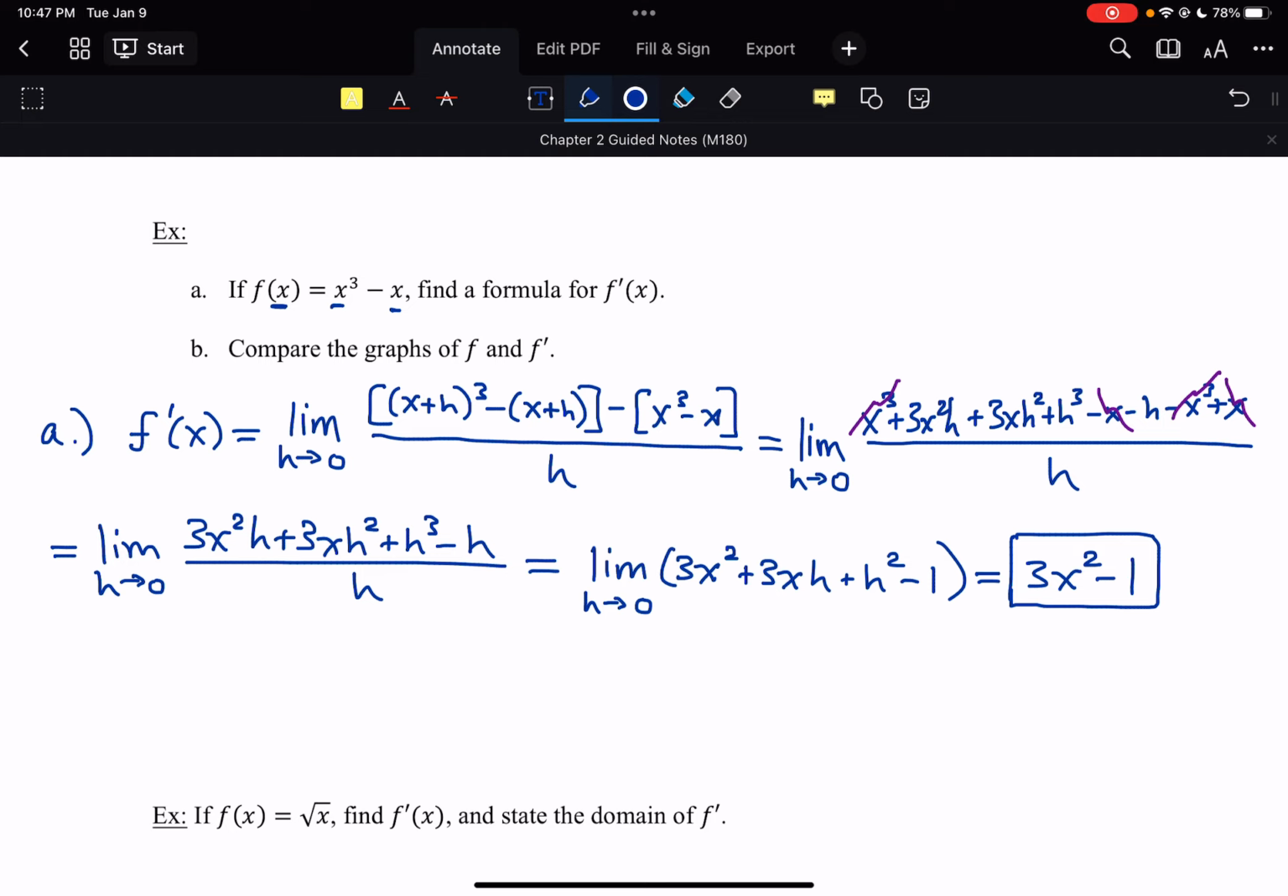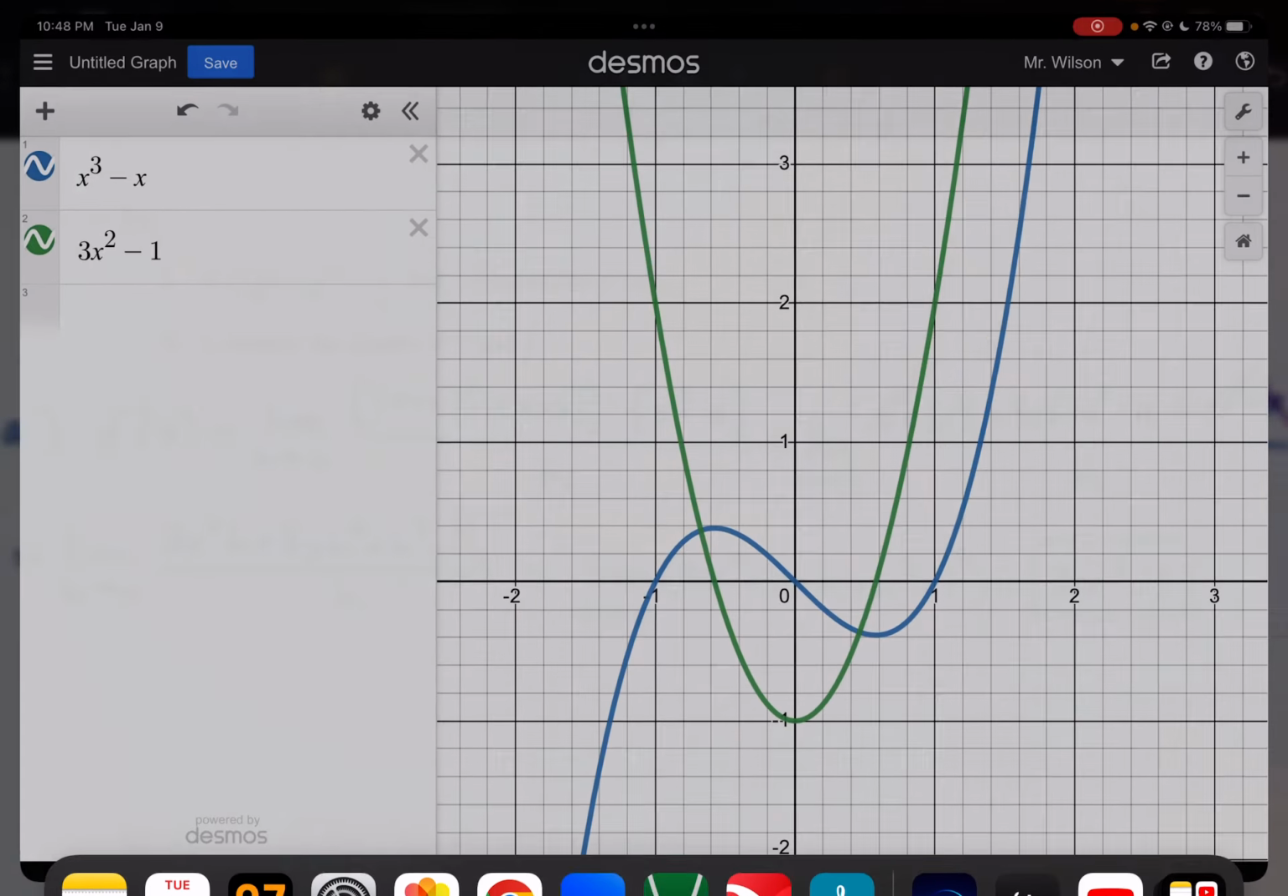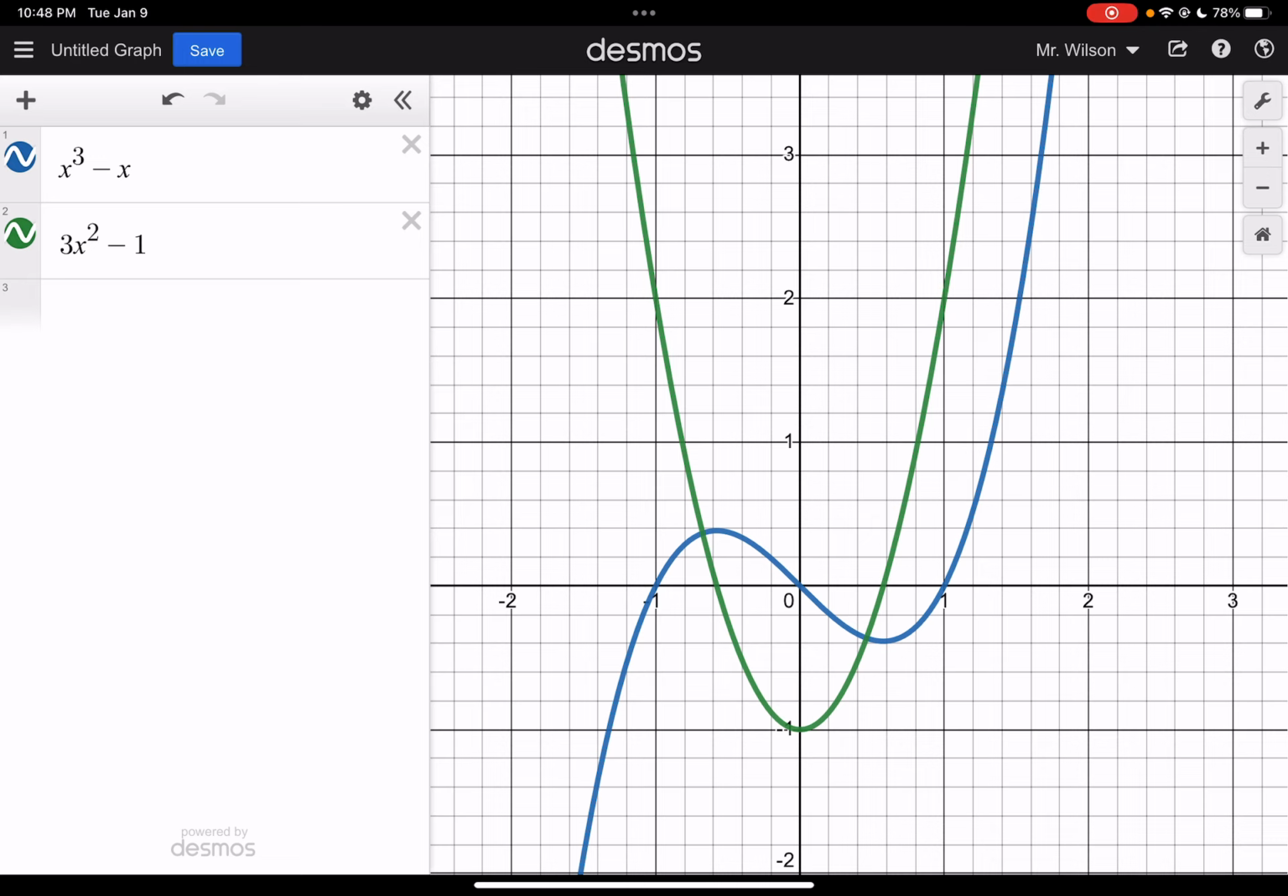We could then use this derivative function to find the slope of the tangent at any x value we want. Now, if we treat this as its own independent function, we can actually graph this alongside f, the original. So let's take a look at what that looks like. Here we have in blue the original graph, x cubed minus x. In green, we have the derivative graph, f prime of x, 3x squared minus 1.